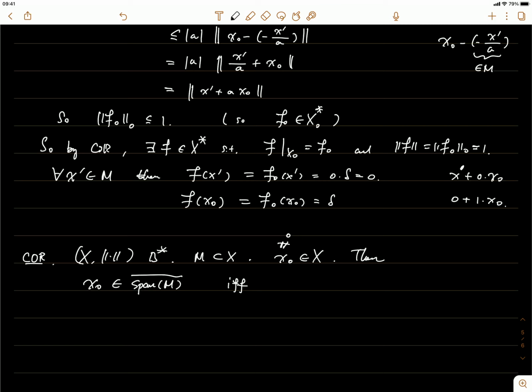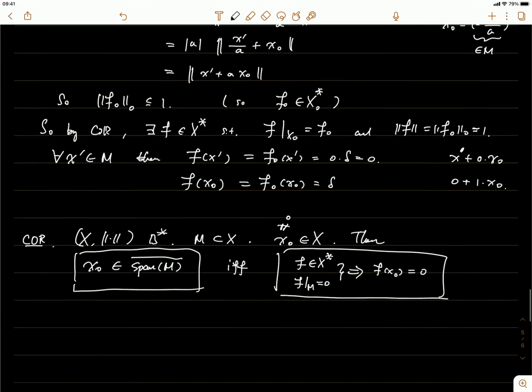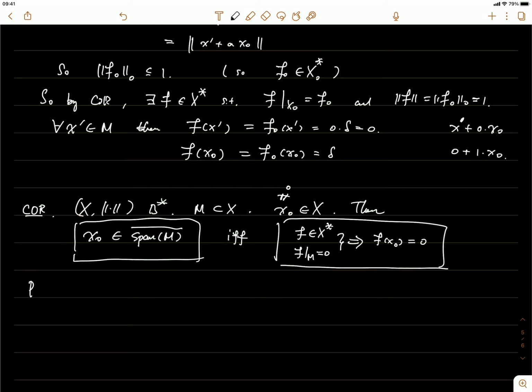the f of x naught, so I should say only if, when f is in x star, and also f when we restricted to M equals 0, implies that f of x naught is 0. Okay, so the statement of this is equivalent to the statement here. So let's show from the left to the right.